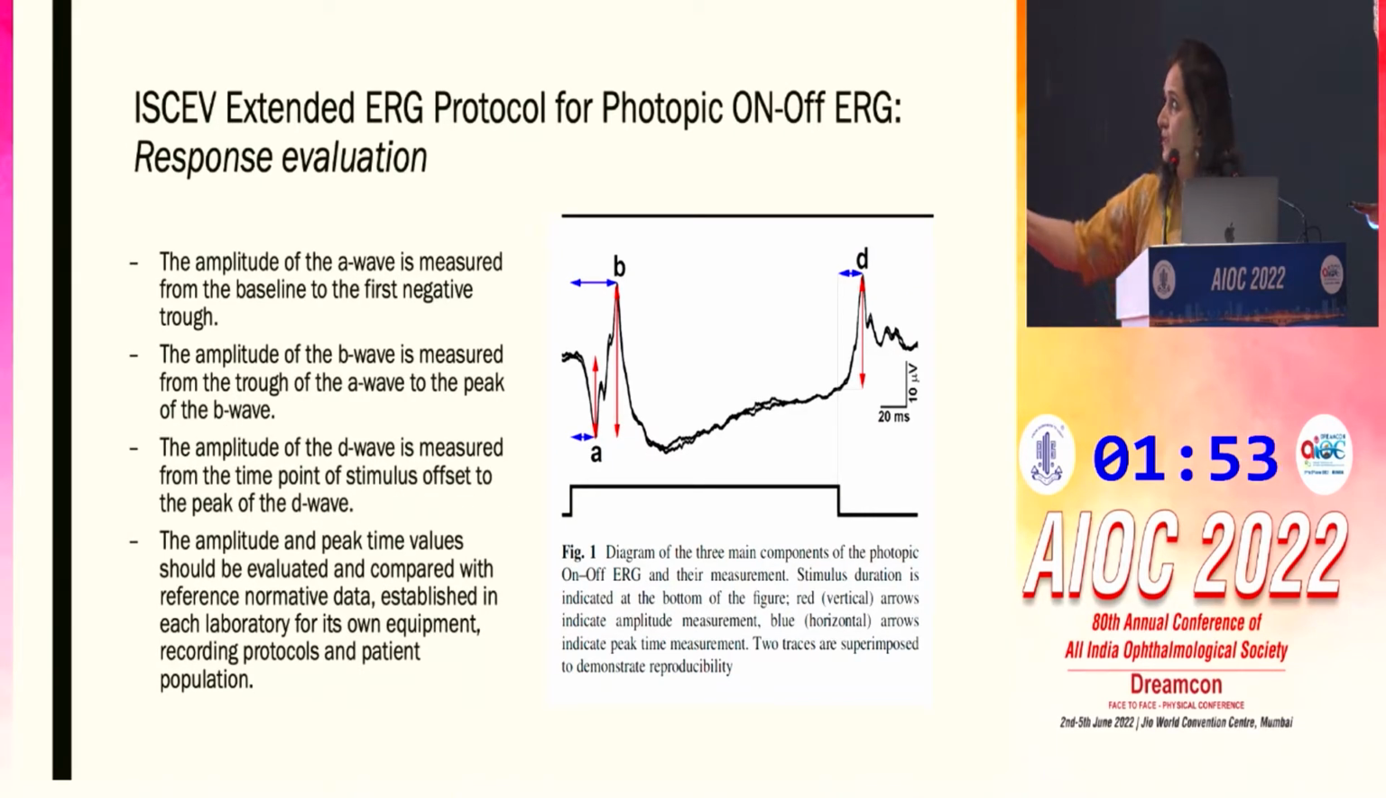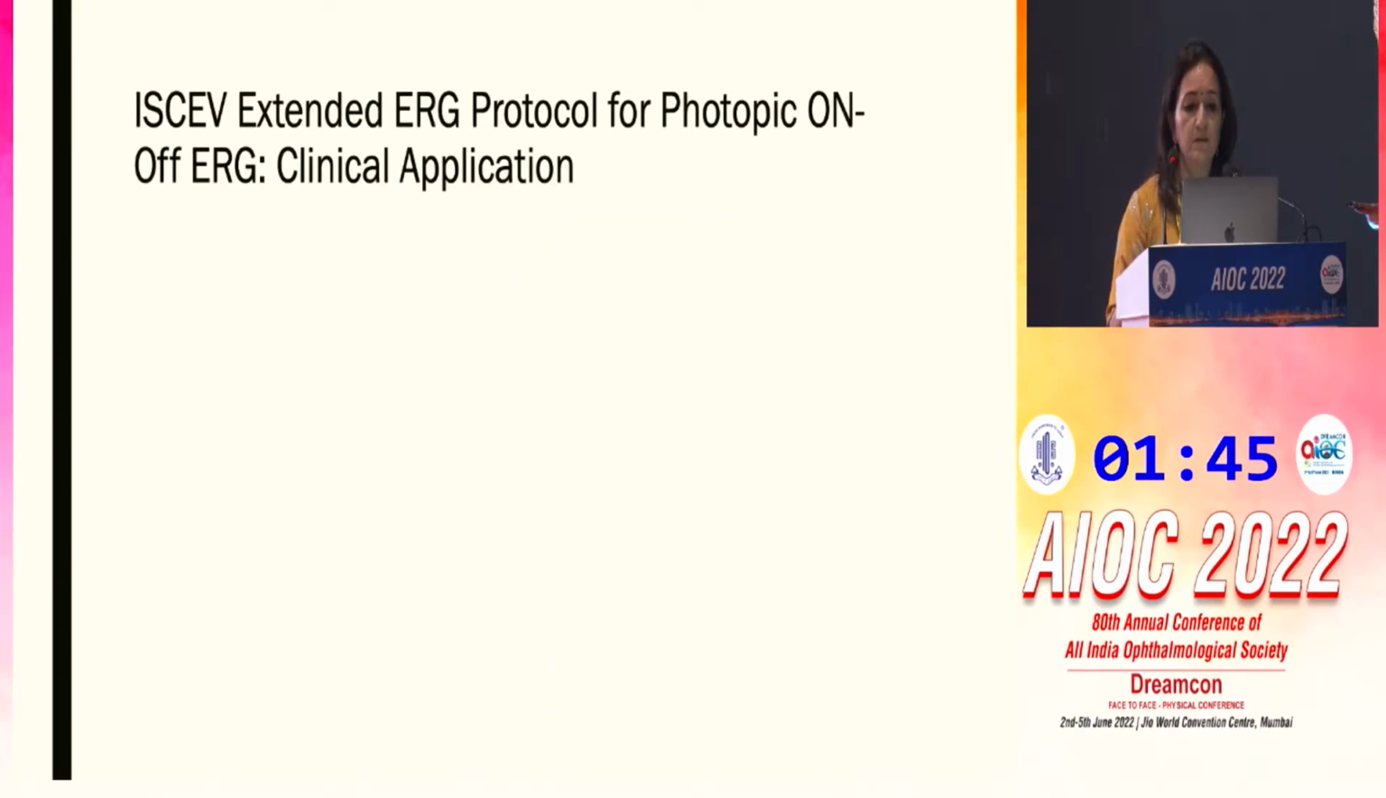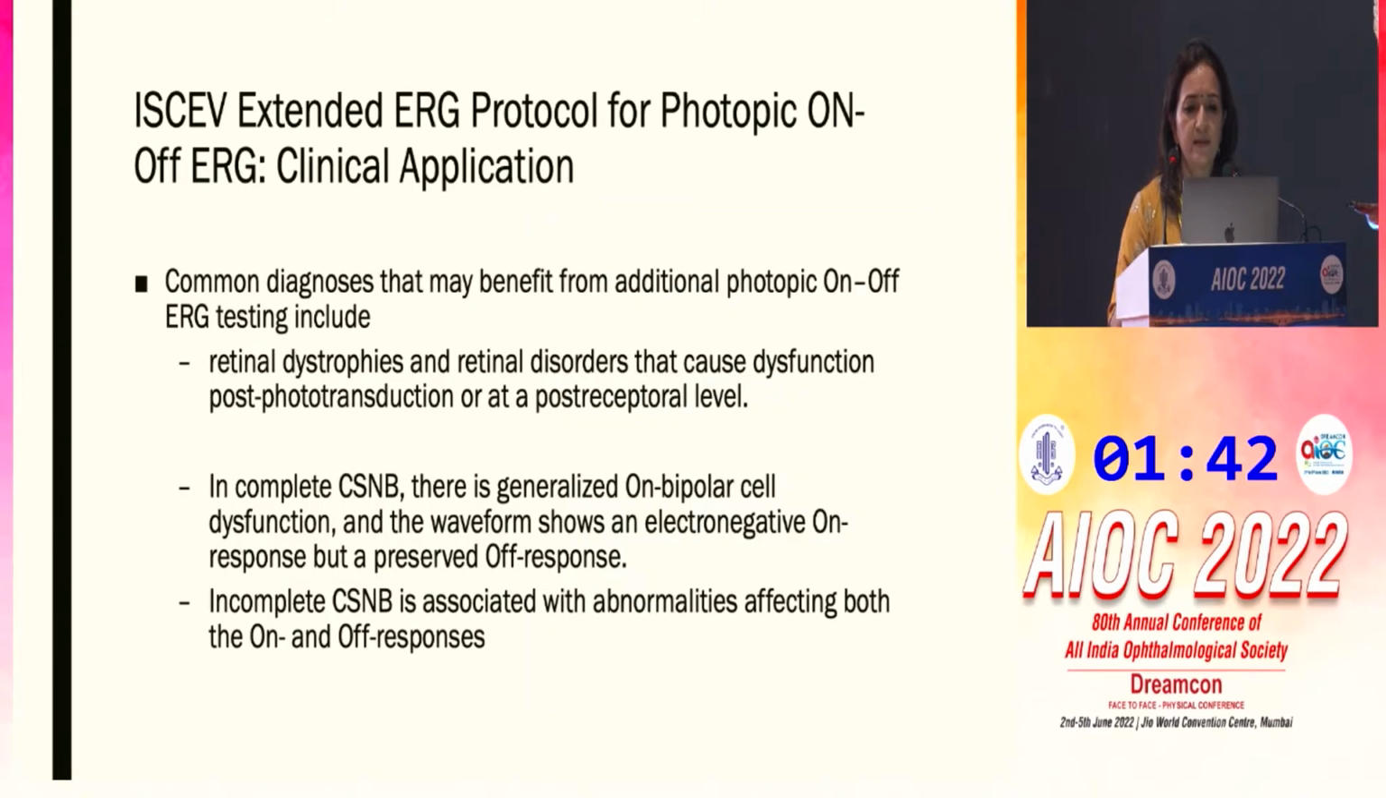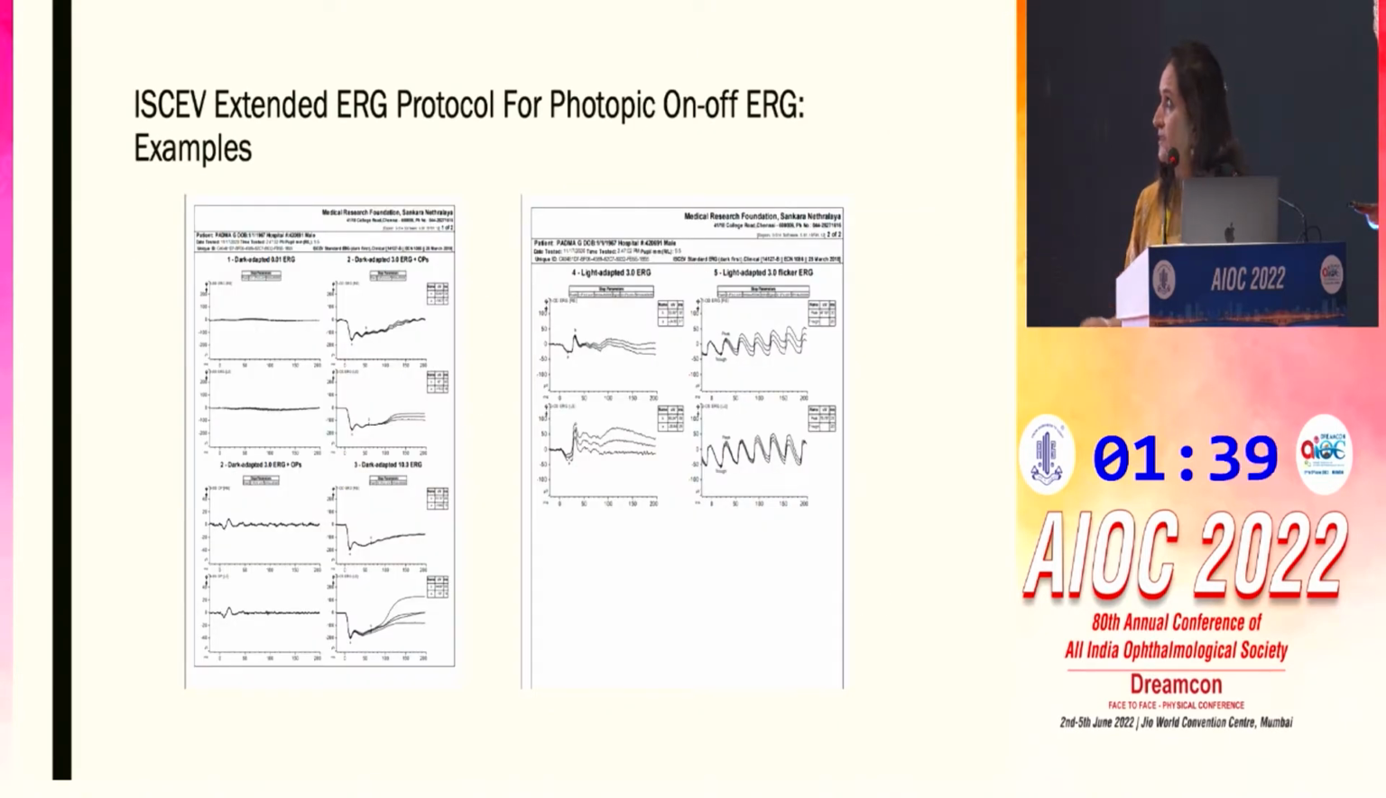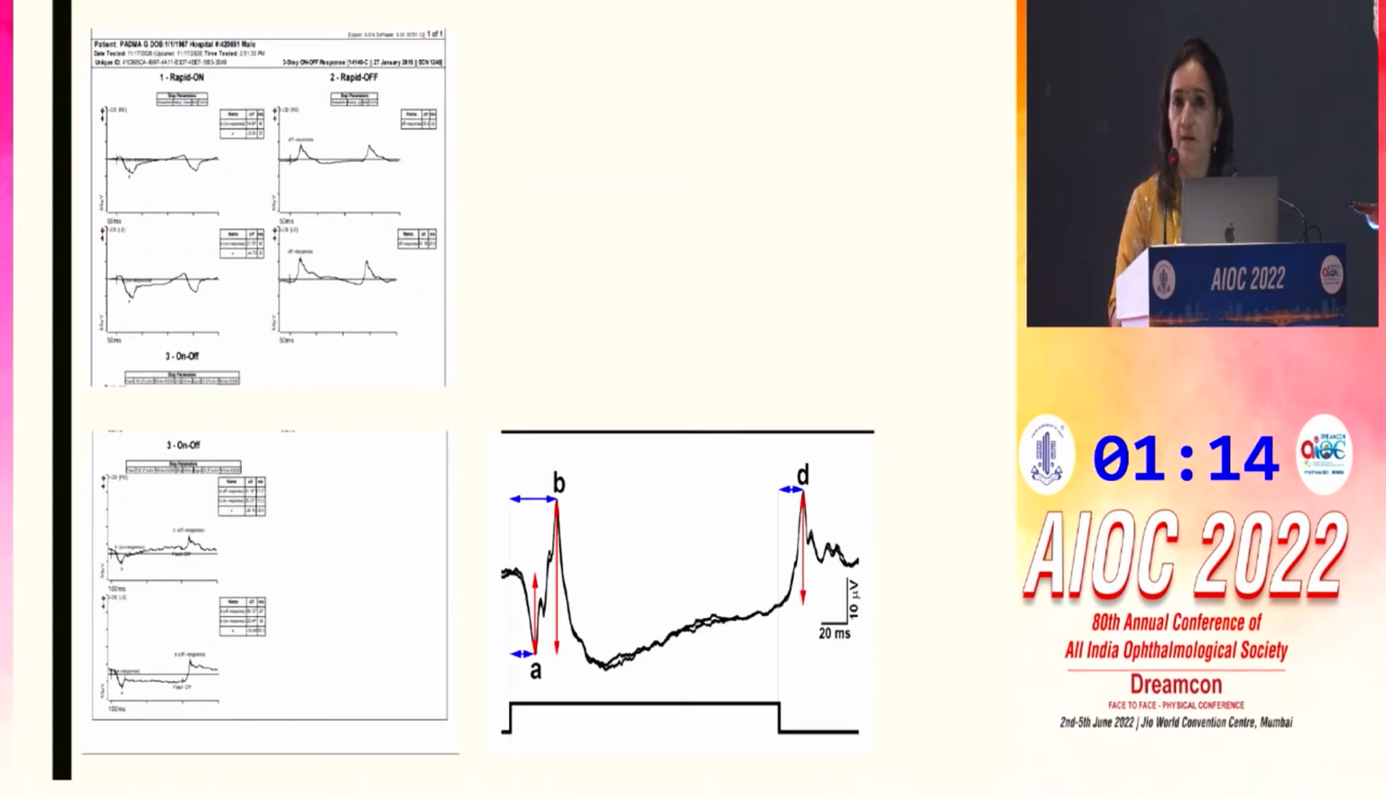And when you measure, this is the amplitude of the A wave, this is the amplitude of the B wave, and the amplitude of the D wave comes from the offset of the stimulus. So this is an example of congenital stationary night blindness. We all know that here very dim responses are almost non-recordable in the scotopic low flash. This is a typical negative waveform which is seen in the combined response, and this is almost near normal photopic. So from this itself you can make a diagnosis. This is CSNB, but you may not be able to tell whether it is incomplete or complete CSNB.